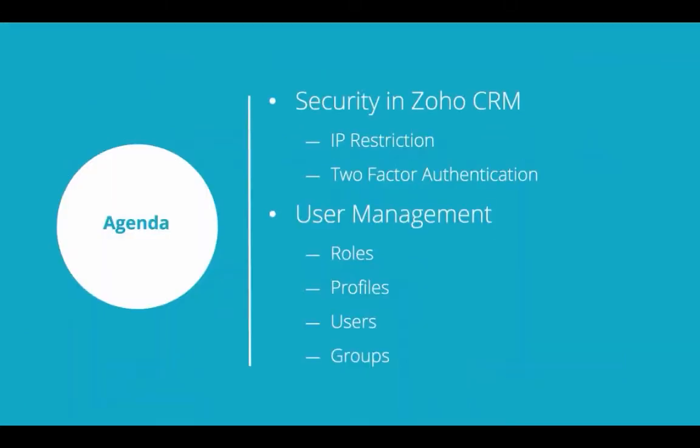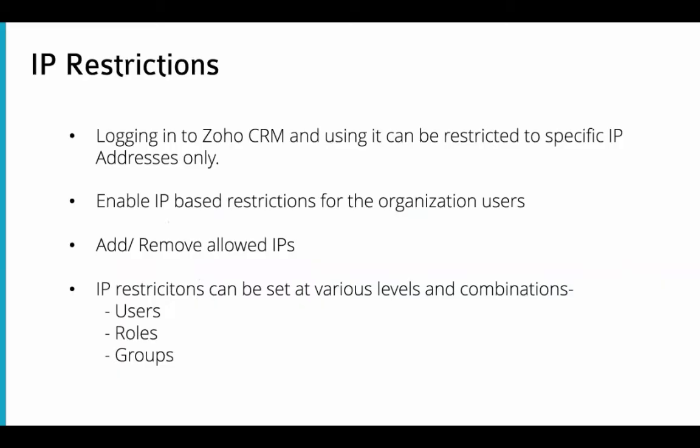Okay, so here's the agenda for today's webinar, Security in Zoho CRM. When I say security, there are two layers. The first layer is before logging into Zoho CRM, and the second layer is after logging into it. We'll first touch upon the first layer of security features, covering IP restrictions and two-factor authentication, and then we'll move on to the second layer, the basics of roles, profiles, and groups, which includes the dynamics of data visibility and feature accessibility.